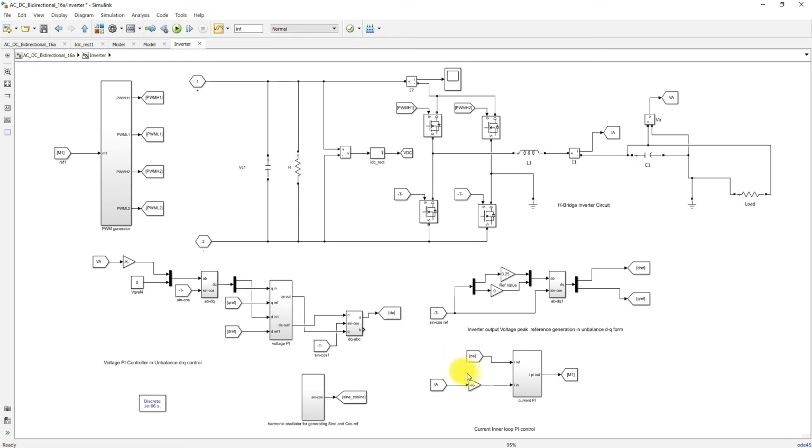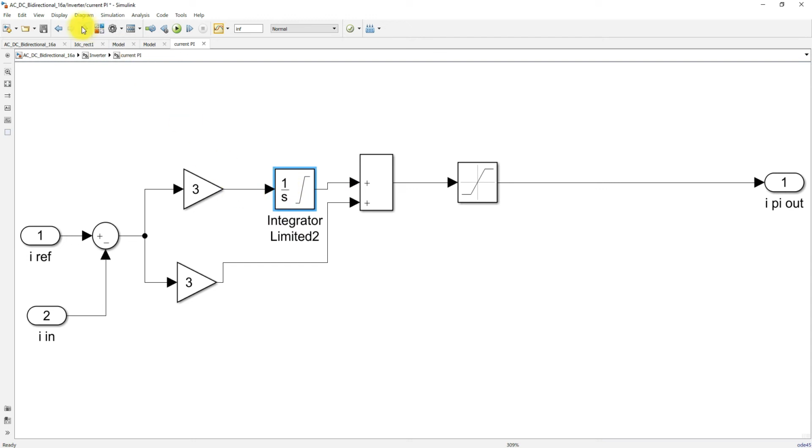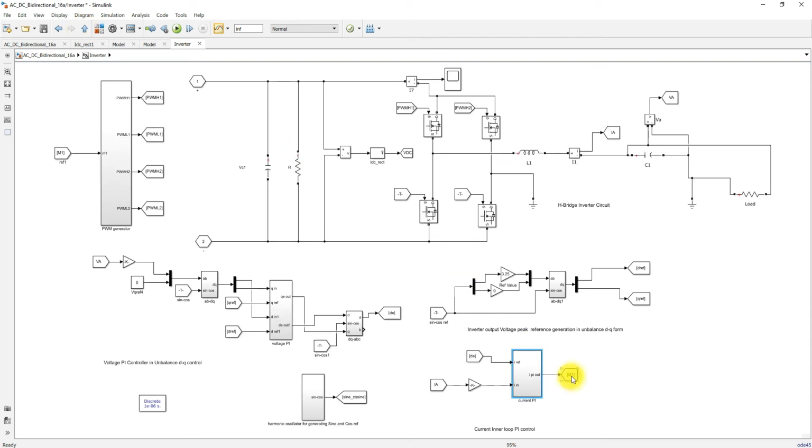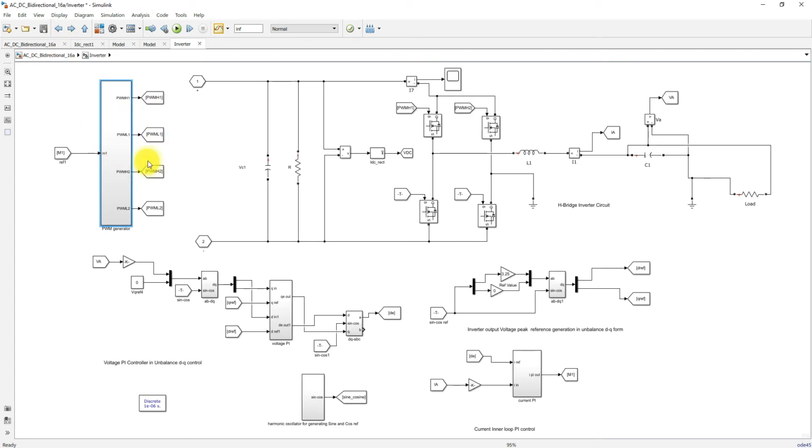Then we are measuring the inverter current, and it is combined with the reference current. It is processed via a PI controller again, and then it generates the modulating signal, which is processed via the pulse generator. This pulse generator is going to control this inverter in order to convert this DC to AC. So this is the working of the single phase DC to AC conversion for the AC load.